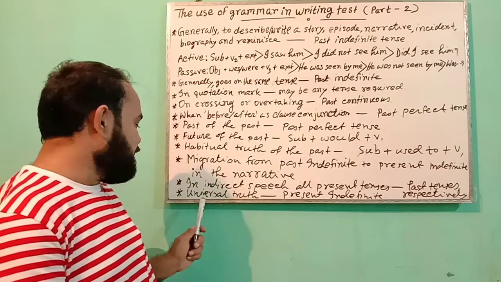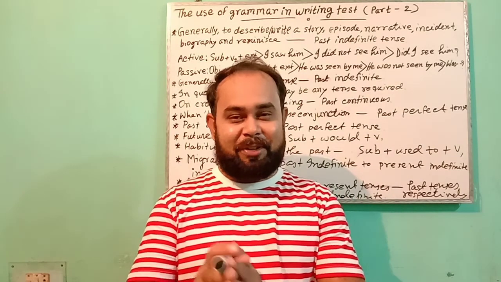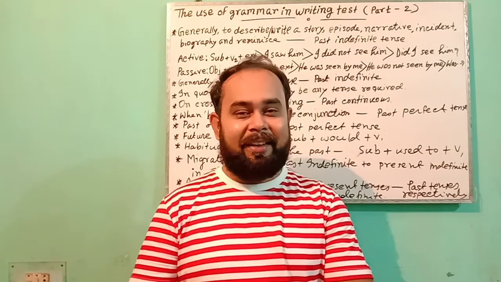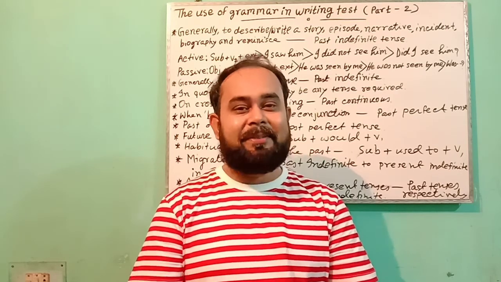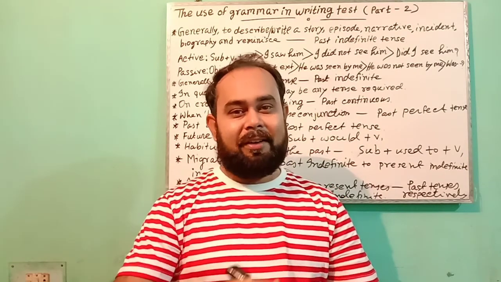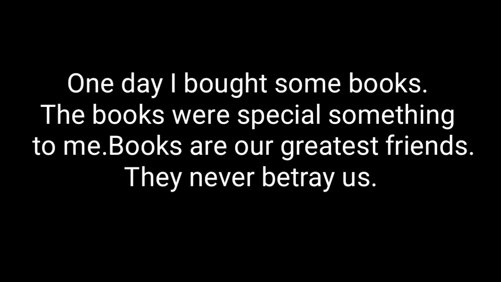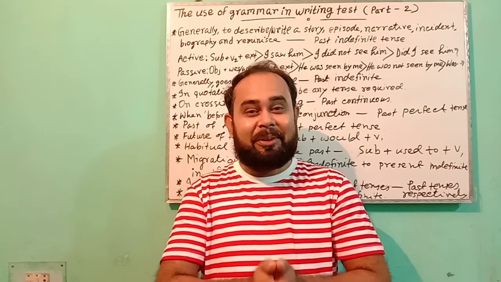Well, dear friends, last of all, universal truth, present indefinite tense. We know that to express universal truth or something, we use present indefinite tense, though we are writing something on past indefinite tense. For example, one day I bought some books. These books are special something to me. Books are our greatest friends. They never betray us.